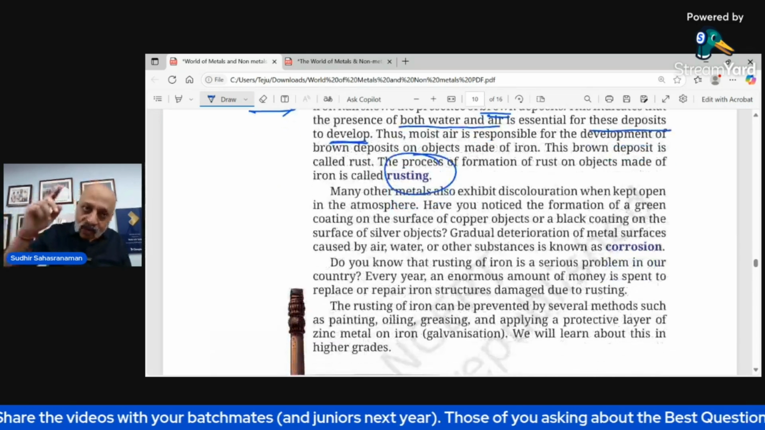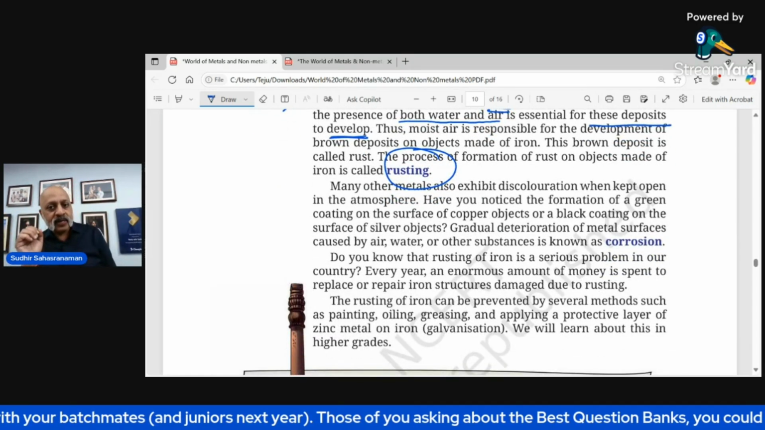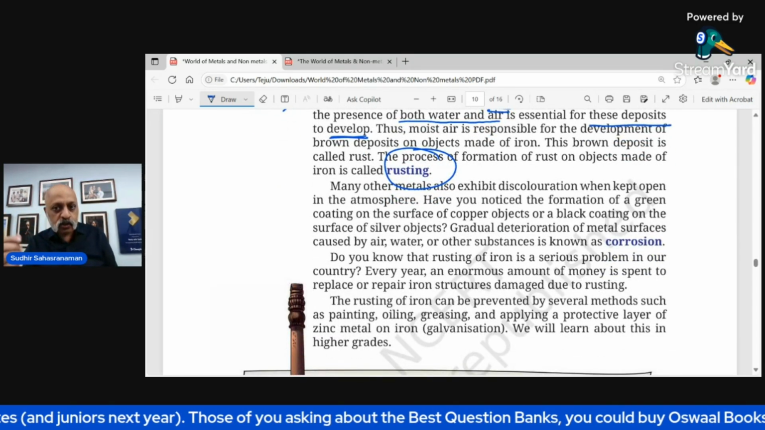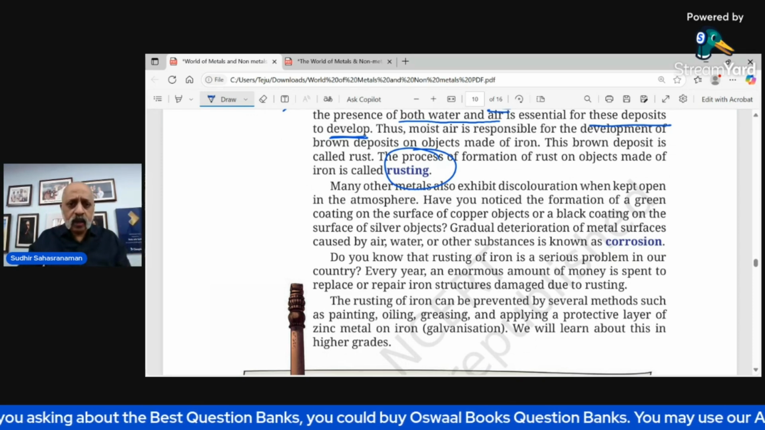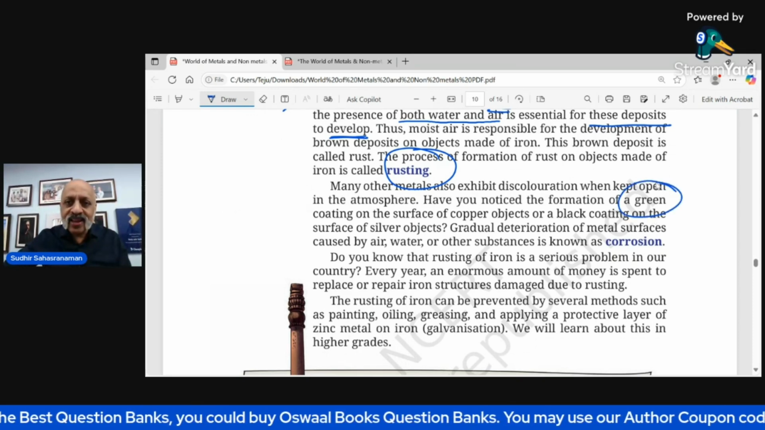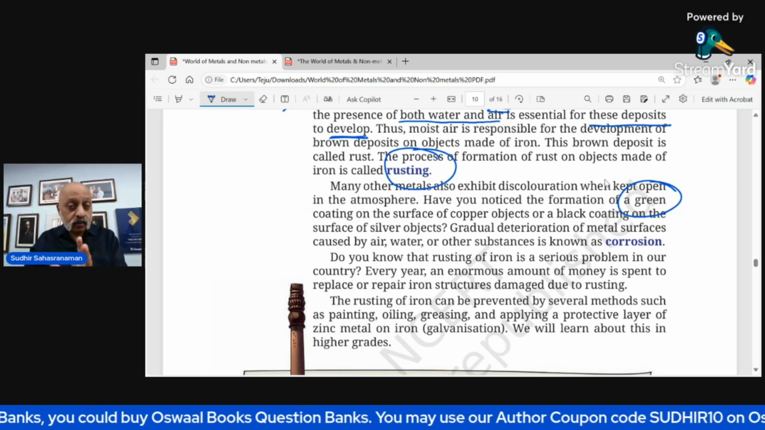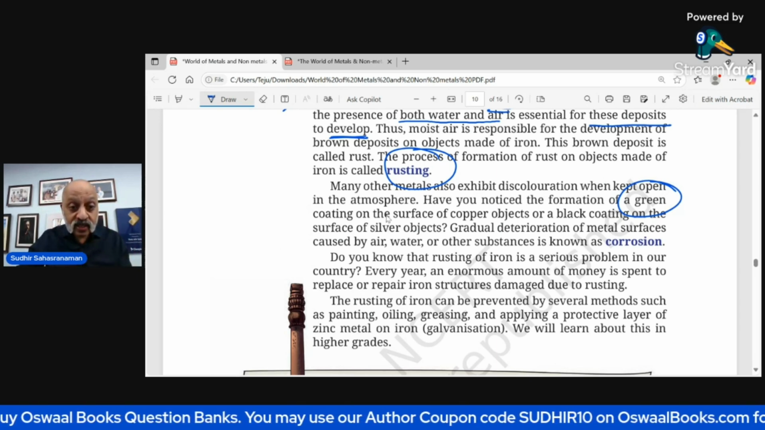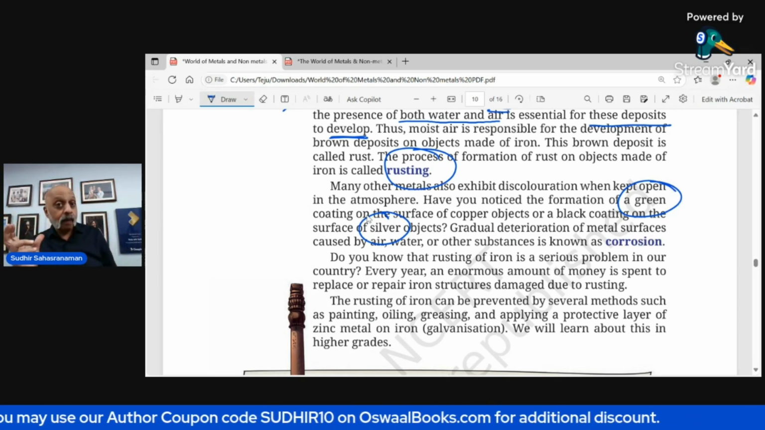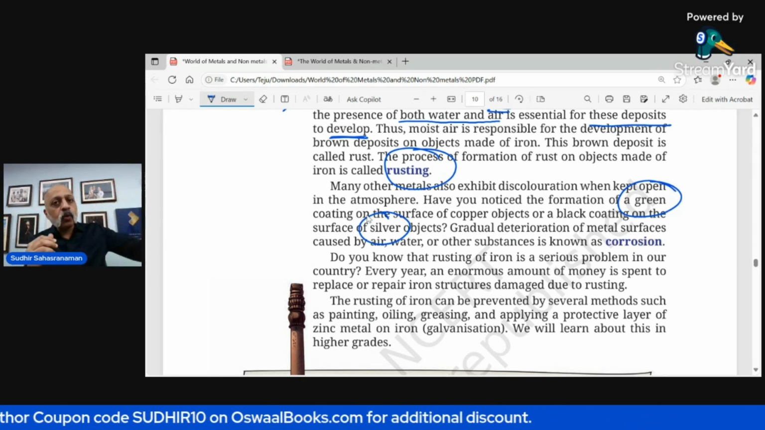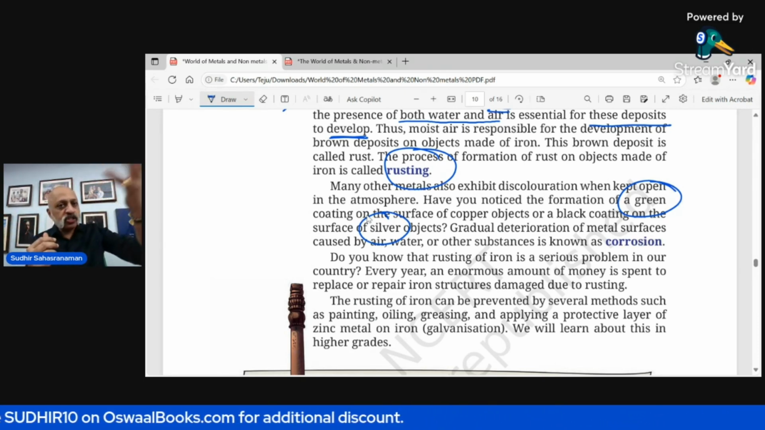Okay, now other metals also exhibit discoloration when kept in the atmosphere. For example, if you have a copper object, you will see some kind of a green coating on top of that copper object. Or if you have silver, now this is something which you would have seen, if you have a silver color lamp, if you keep it out in the open, and there is also some moisture in the air, right?